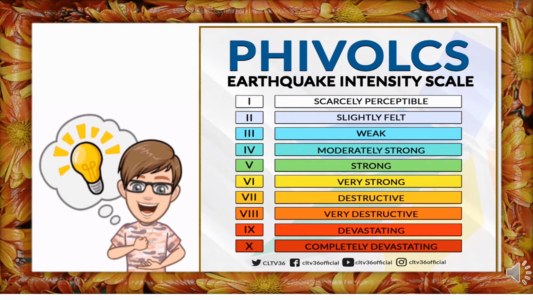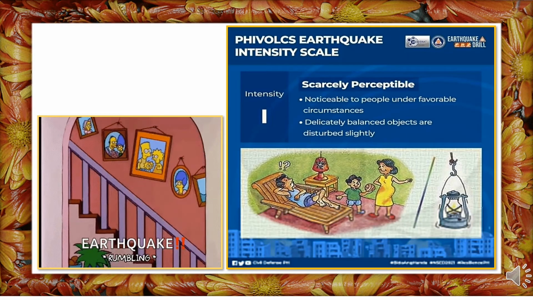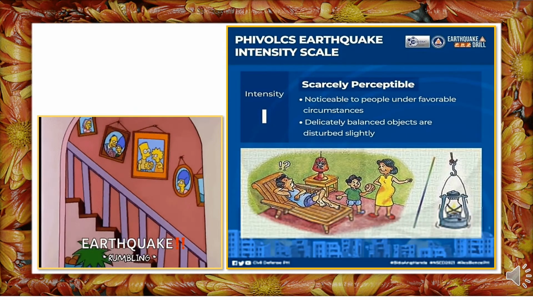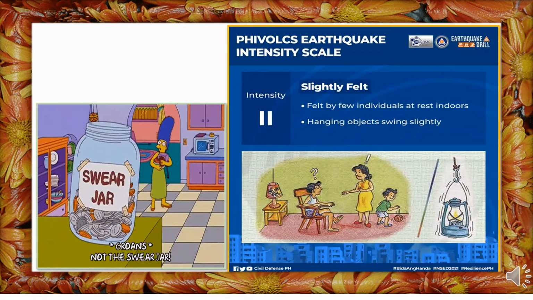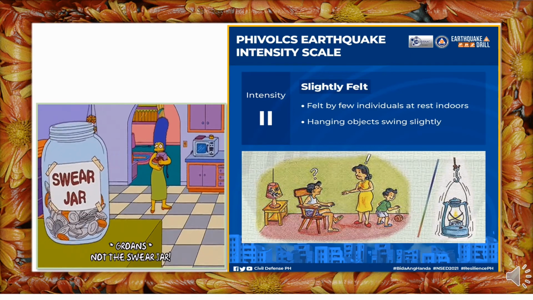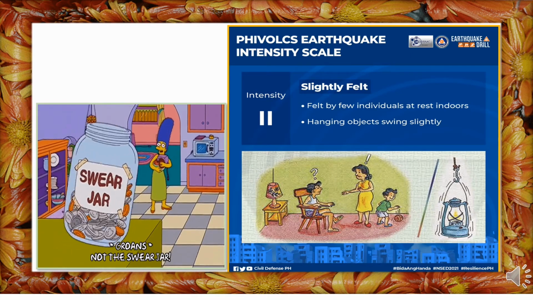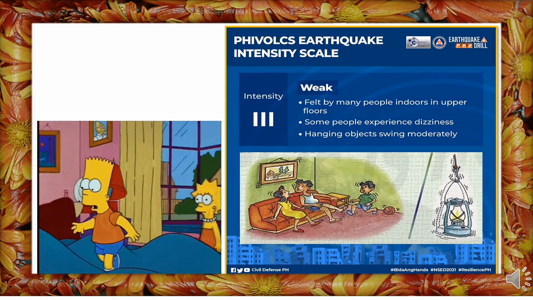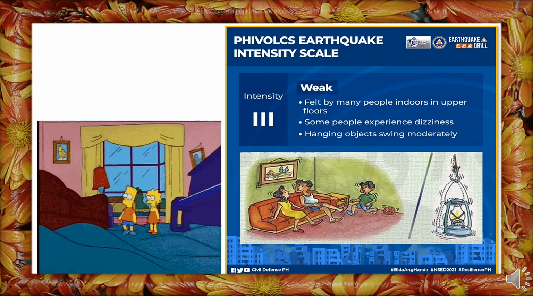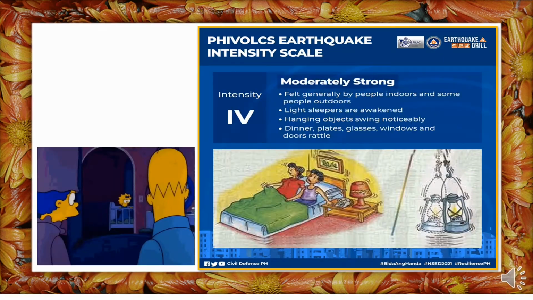PHIVOLCS Earthquake Intensity Scale. Intensity 1, noticeable to people under favorable circumstances, delicately balanced objects are disturbed slightly. Intensity 2, slightly felt by few individuals at rest indoors, hanging objects swing slightly. Intensity 3, weak, felt by many people indoors in upper floors, some people experience dizziness, hanging objects swing moderately.